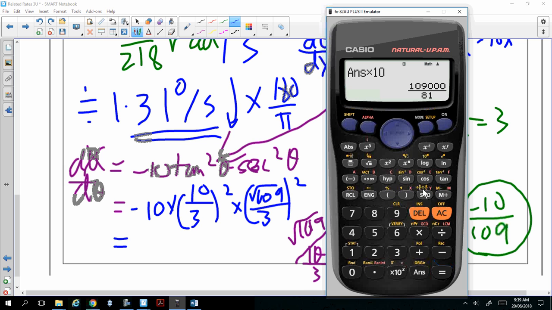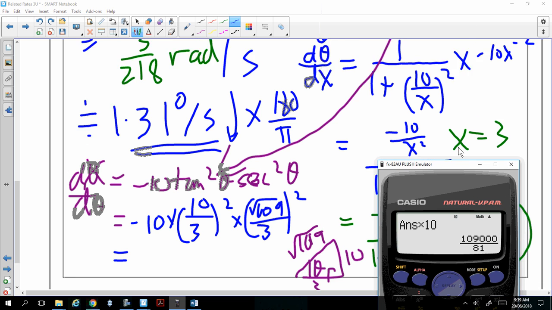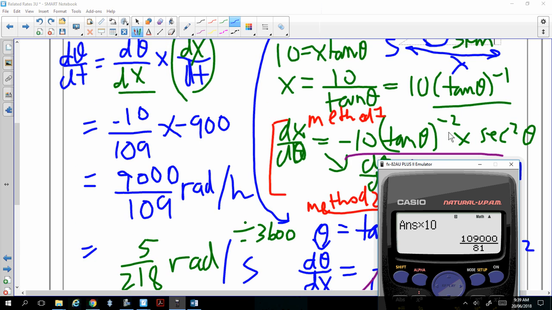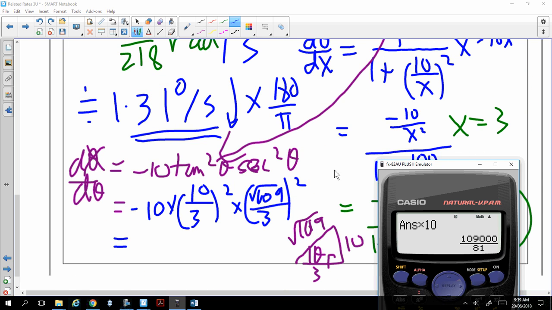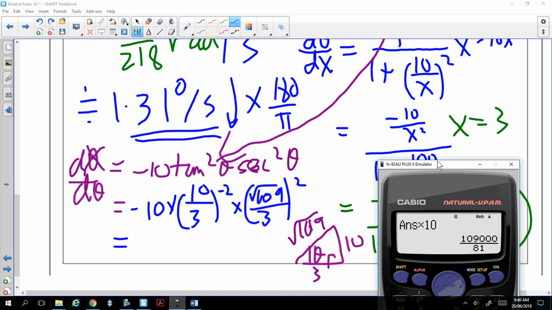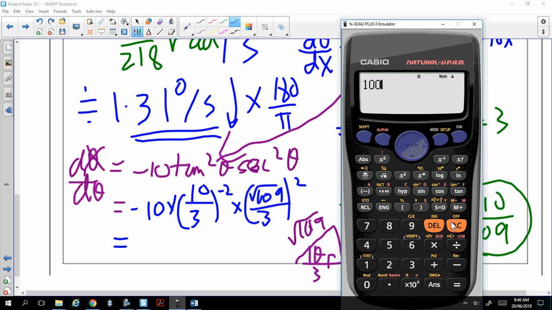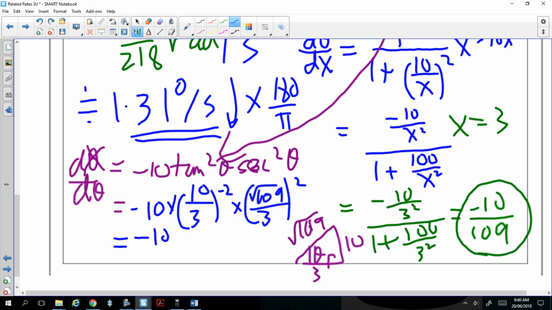So you get, it should be 10 times 9 divided by 100 times 109 divided by 9. That's more like it. 109 over 10. Yep. Negative 109 over 10. So to find dθ/dx, which is negative 10 over 109, as expected, same. So you may like to use inverse tan because it's a bit easier. You don't have to use a triangle. Okay, yep. All right, any questions?